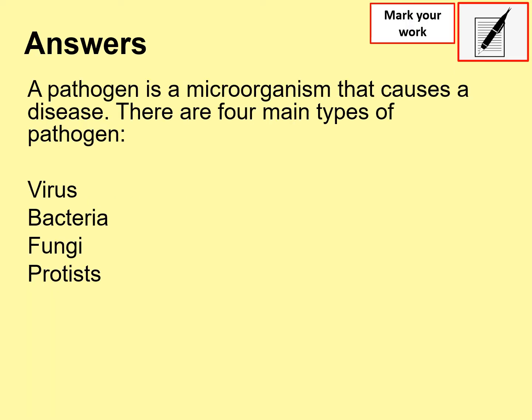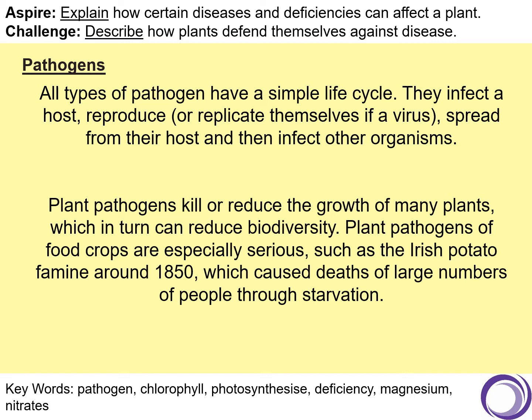Okay, you guys, so you should have written down that a pathogen is a microorganism that causes a disease, and the 4 types of pathogens that you should have written down are virus, bacteria, fungi, and protist. So all types of pathogens have a simple life cycle. They infect a host, they reproduce or they replicate if they're a virus, and then they spread from their host and then infect other organisms.